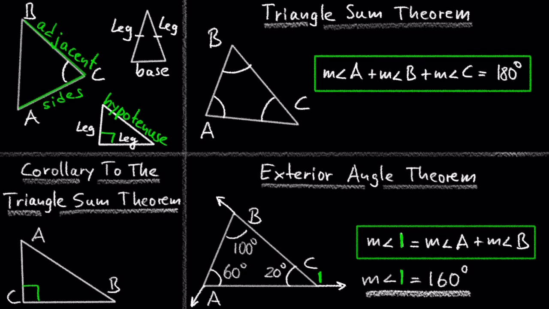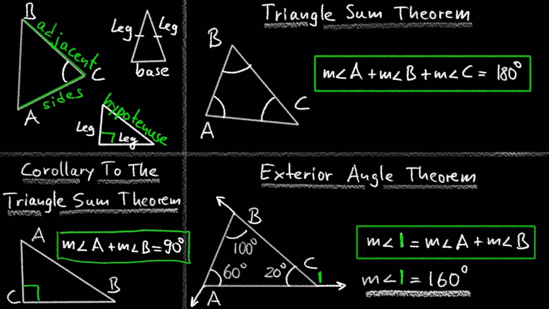The corollary to the triangle sum theorem says that the acute angles of a right triangle are complementary. So we can write measure of angle A plus measure of angle B equals 90 degrees. In other words, when we have a right triangle, then the other 2 angles add up to 90 degrees.